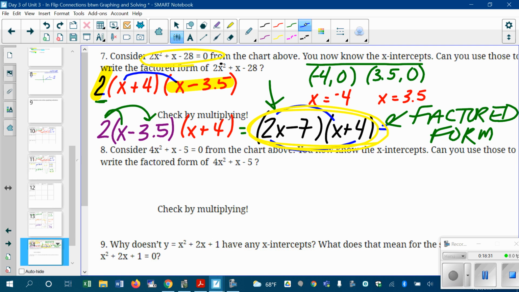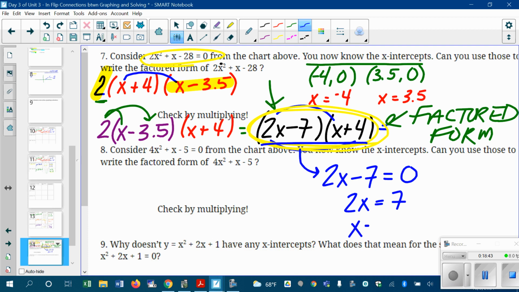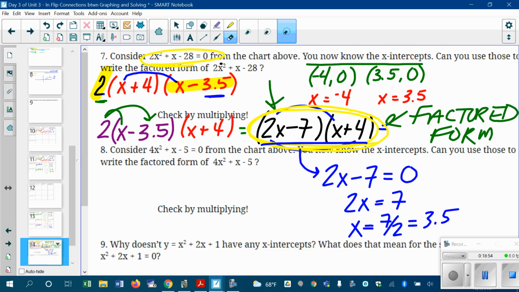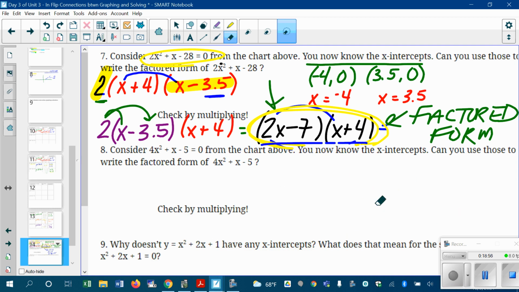Now, if you look at the factored form, if we just had this as factored form, look at where we would have gotten the 3.5 from. We would have set each factor equal to 0. We would have solved that equation. We would have gotten 7 divided by 2. You know what that is? 3.5. Okay? So the decimal solution that we had did come from one of these factors, or could have come from one of those factors. Okay? Let's look at number 8.